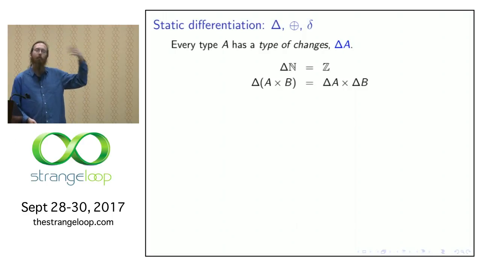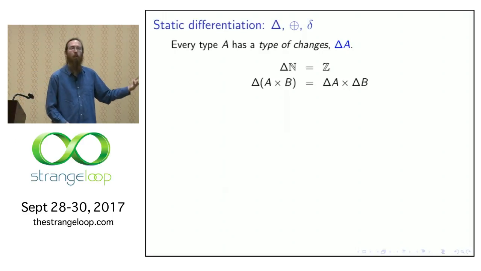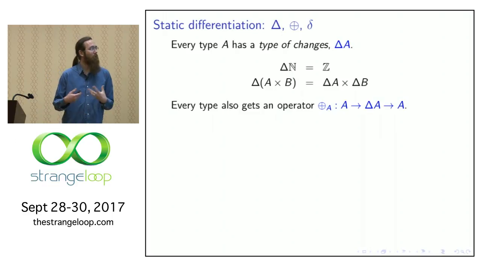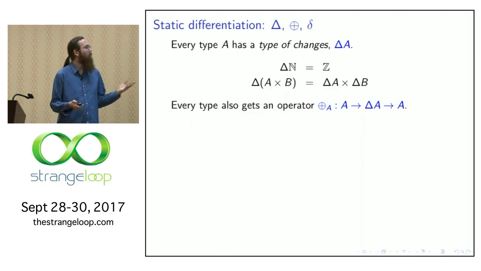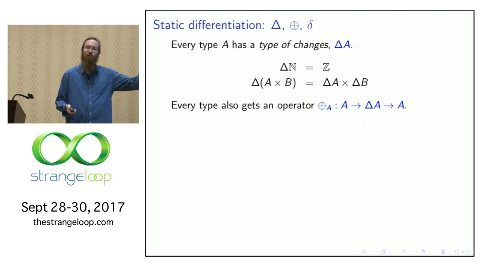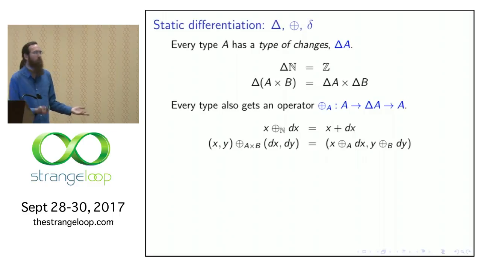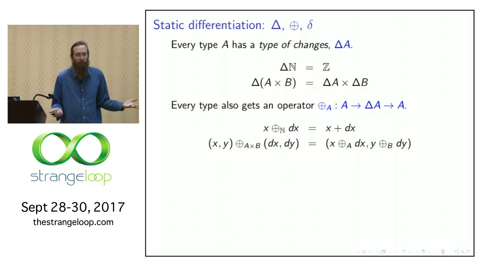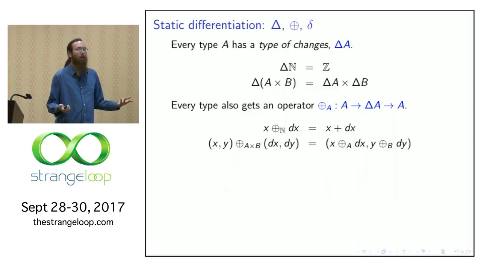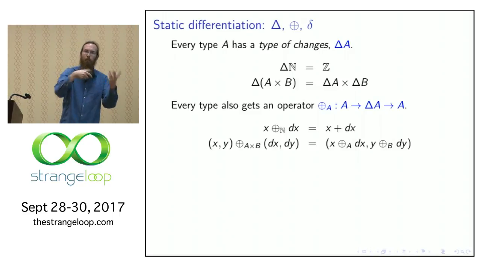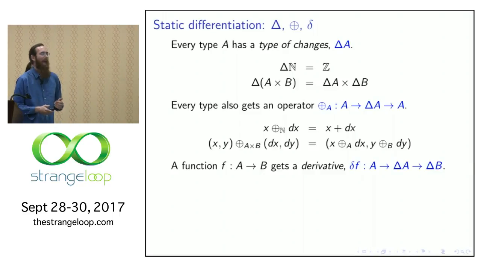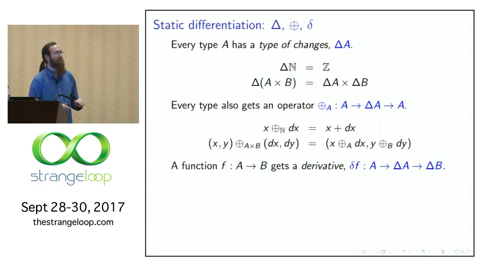And you go through every type in your language and figure out what the type of changes for a given type should be. Every type also gets a little operator that adds a value and a change and gives you the updated value. It's that simple. So for natural numbers with integers that change things, you're literally just adding them. For pairs, you're just pairwise updating each part of the pair. And here's the interesting part. A function gets a derivative.